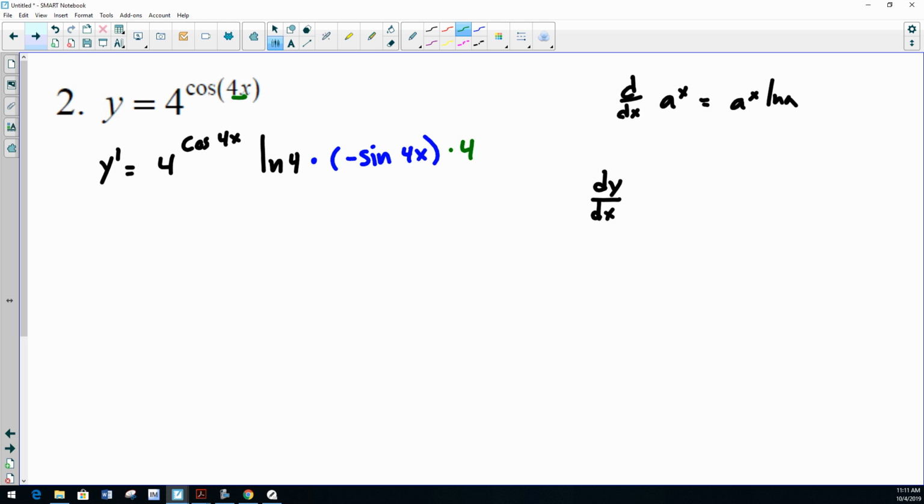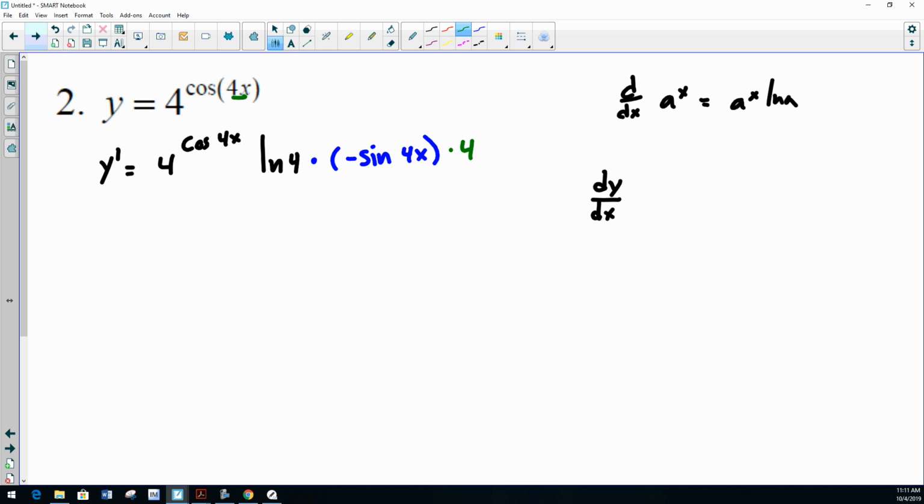If you were to have the 4 to the cosine 4x times ln 4, and then you left the negative sine 4x out of parentheses? Yes. Yeah. Next slide.